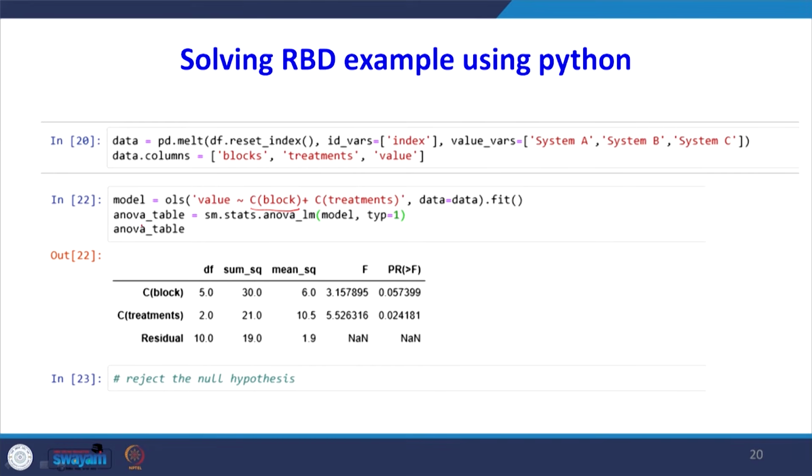So, anova_table equals sm.stats.anova_lm, model, typ equals 1. I am getting the ANOVA table. You see this one here, yeah, this is 0.024. So, it is less than 0.05, I am rejecting the null hypothesis.